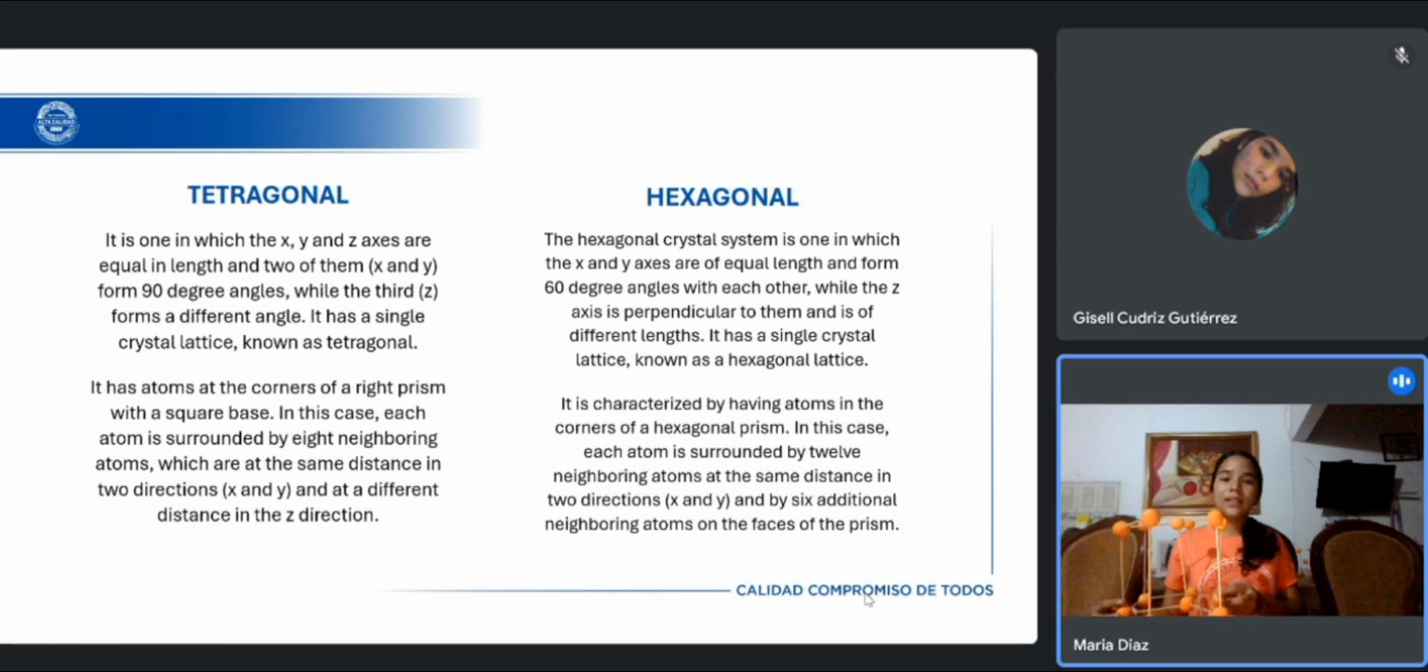Hexagonal. The hexagonal crystal system is one in which the X and Y axes are of equal length and form 120-degree angles, while the Z axis is perpendicular to them and is of a different length. It has a single crystal lattice known as the hexagonal lattice. It is characterized by having atoms at the corners of hexagonal prisms. In this case, each atom is surrounded by 12 neighboring atoms, at the same distance in 2 directions, X and Y, and by 6 additional neighboring atoms at the face of the prism.